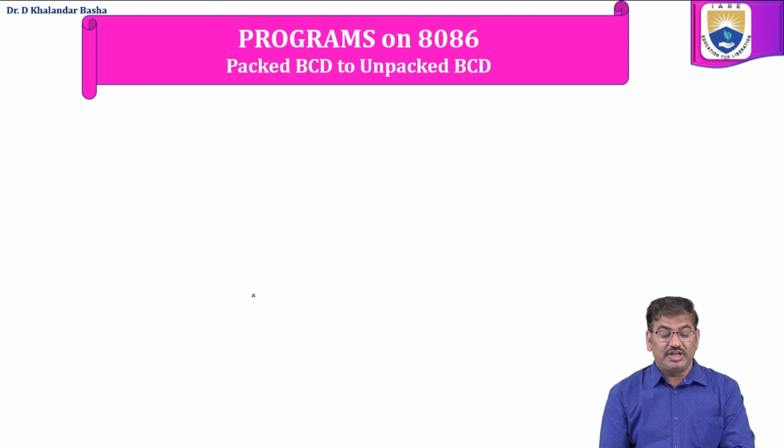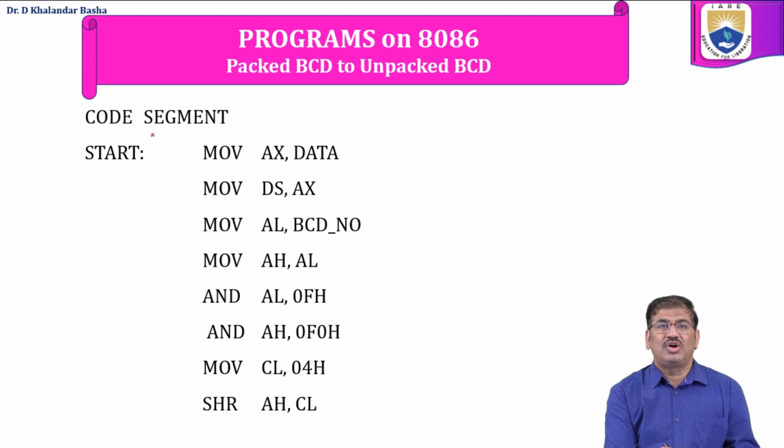Next, we will move to the code segment. In the code segment, the starting of the segment will have the SEGMENT directive. As it is a code segment, it is preceded with CODE SEGMENT. Start. First we will load the data segment address assigned by the assembler into the DS register. For that we will write the instructions: MOV AX comma DATA, MOV DS comma AX.